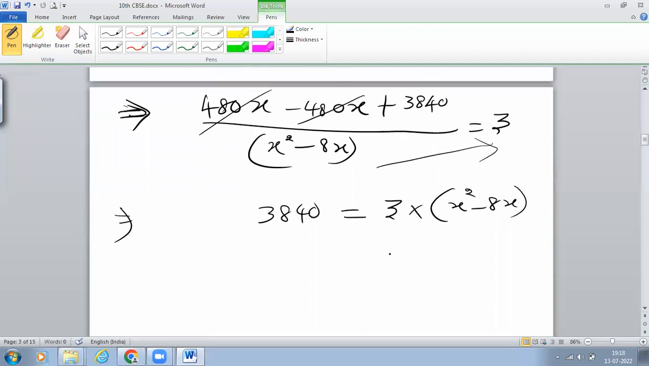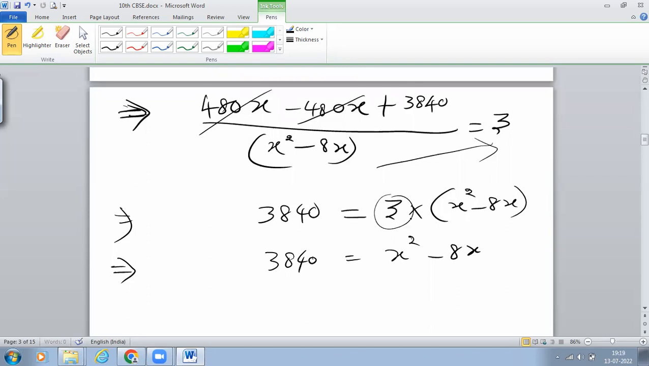Okay. Now next step, implies 3840 is equal to, now I'm going to multiply this 3 inside. 8 plus 4 is 12. Now no need to multiply this 3 inside. Instead, I'm going to take that 3, which is in multiplication, to the left hand side.